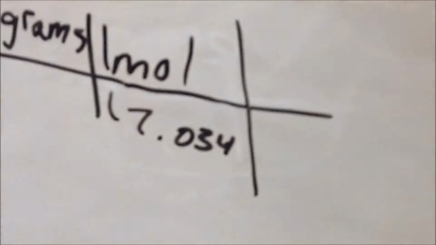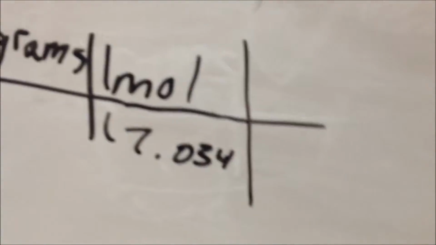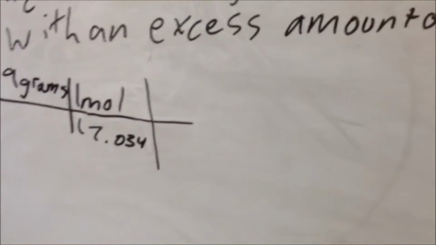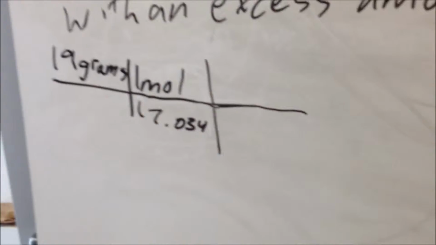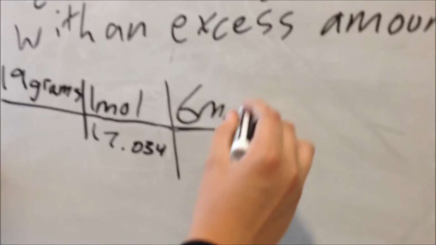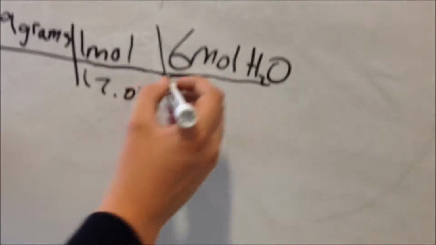So the next thing we need to do is write out how many moles of H2O and NH3 we have, or how much it would make to equal them both out. So 6 moles of H2O. And then we have 4 moles of NH3.